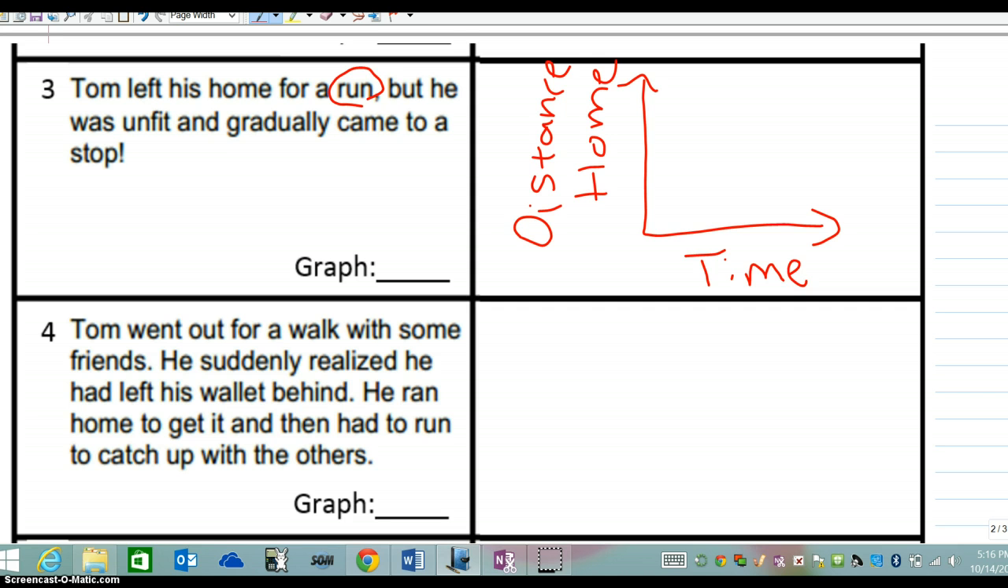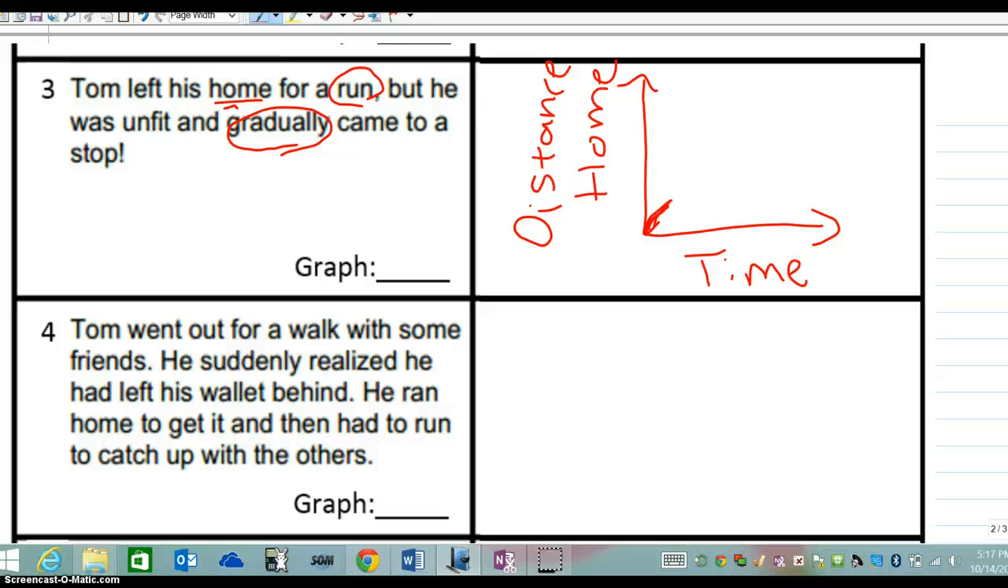If he's running, then the distance between him and his home is going to increase. We're going to start at our origin because that is where our home is. If the distance between him and his home is 0, then we start at the origin because there's 0 distance. He gradually came to a stop. Look at this word, gradually. That means that he started going slower and slower, and that's what happens whenever you start running. As you get tired, you start running slower until you just stop.